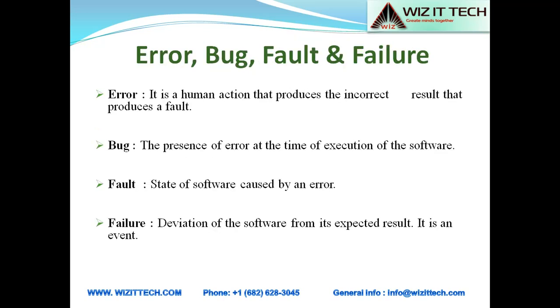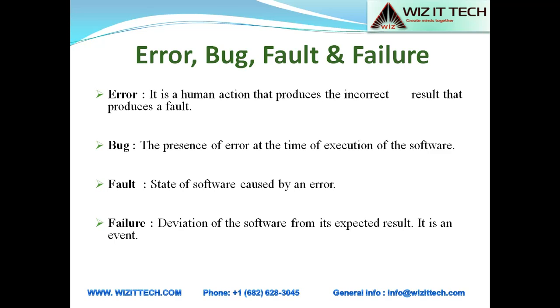Then we will discuss what is an error, what is a bug, what is a fault, and what is a failure. First, let's take error. An error occurs when a human action produces an incorrect result, which produces a fault. Let's say while developing a program, we miss some conditions, then it will throw an error.